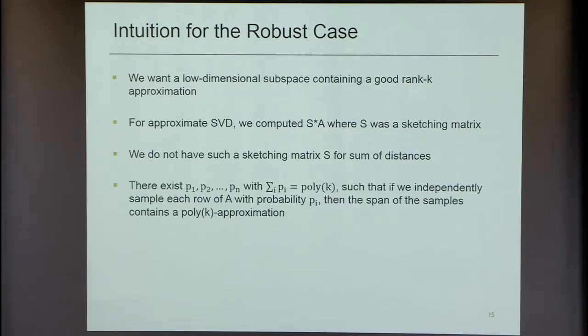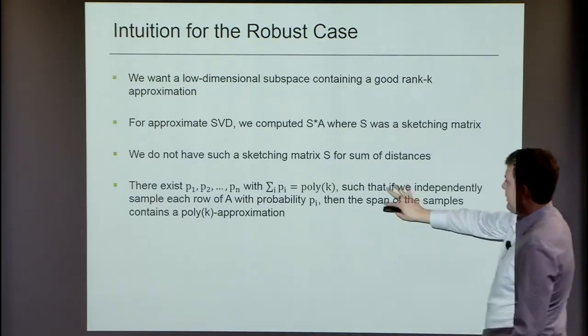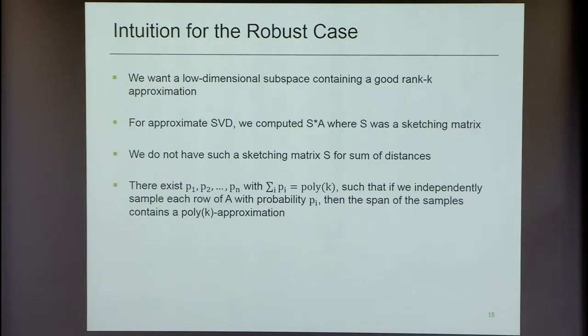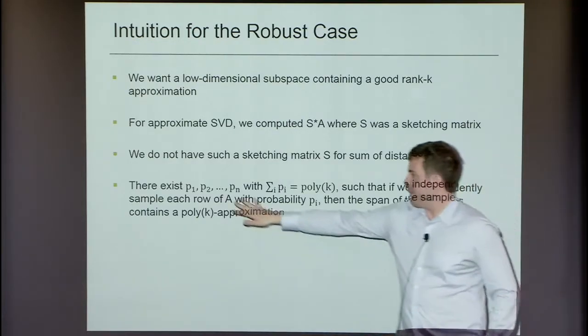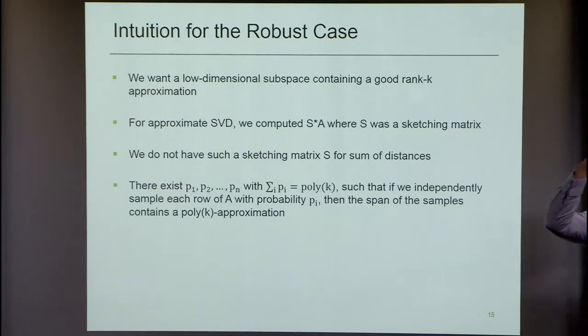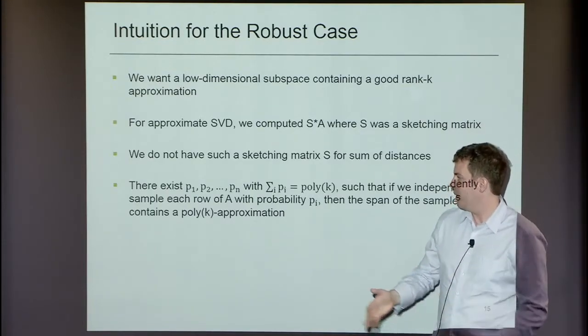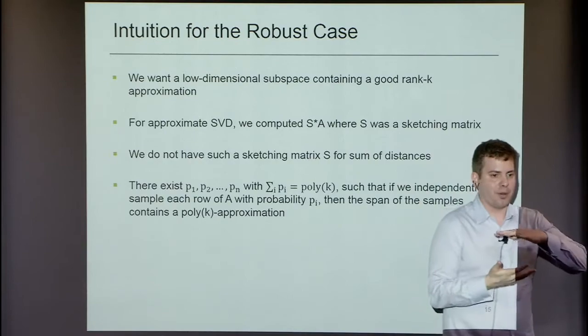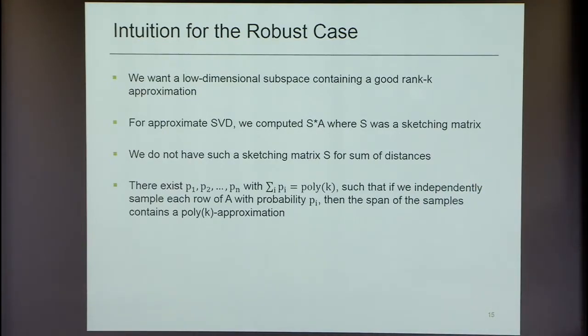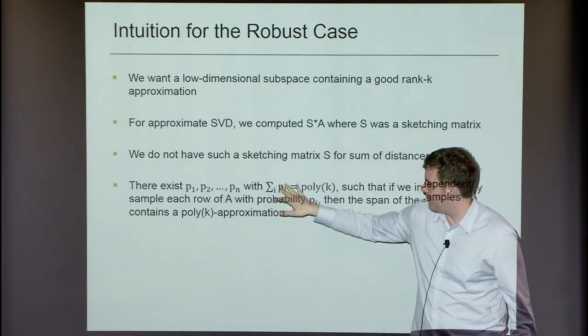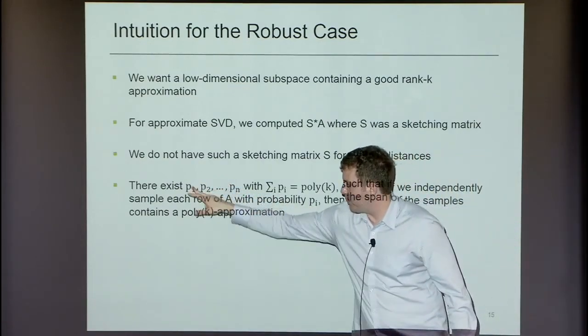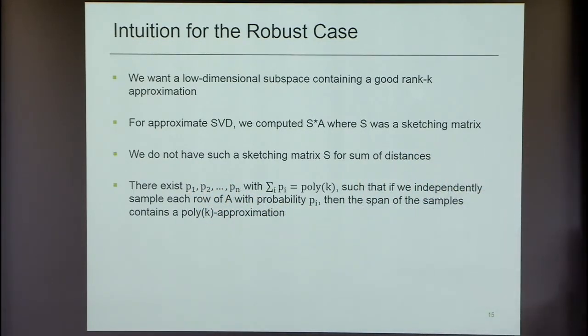What we do have is a statement of the following form. There's a set of probabilities, p1 through pn, such that for each of the n rows of A, these n points, I independently decide to include each row in a sample with that probability. So I include the ith row with probability pi. Then the sample set I get will contain a good k-dimensional space in its span. Now there are some caveats. First, the sum of these probabilities is polynomial in k. So the expected number of samples I'll get by this procedure will be polynomial in k.